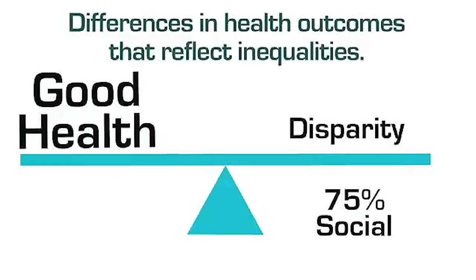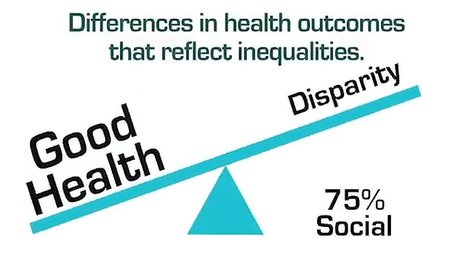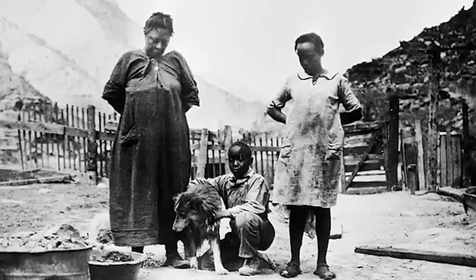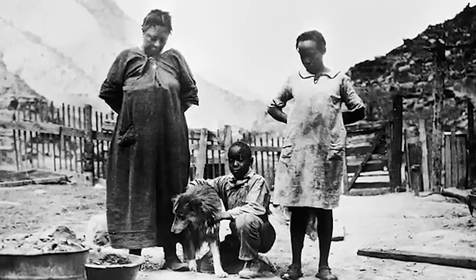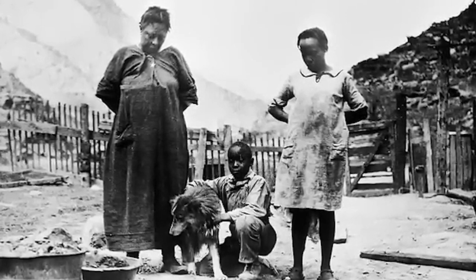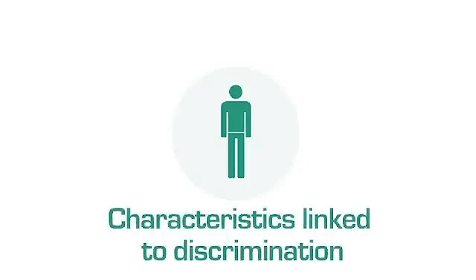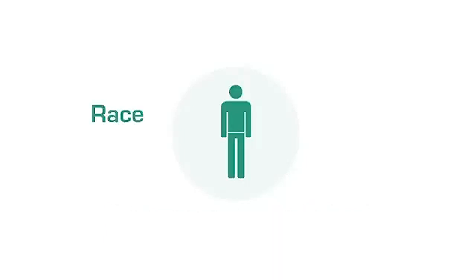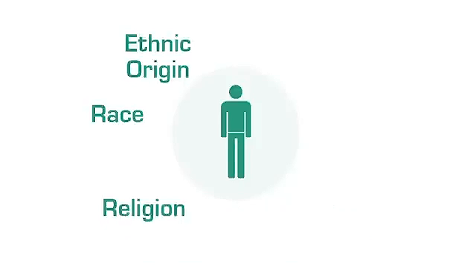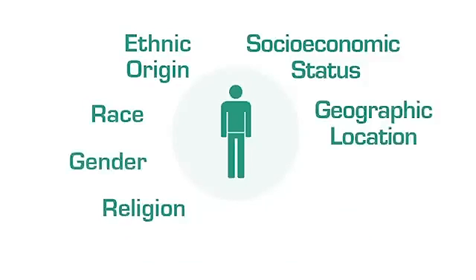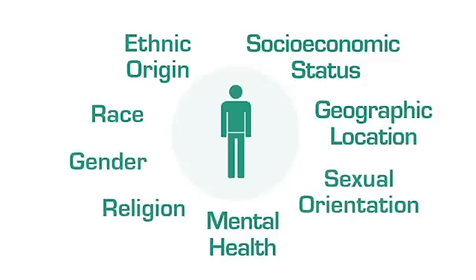Health disparities are differences in health outcomes between groups that reflect inequalities. Health disparities negatively affect groups of people who have systematically experienced greater social or economic obstacles to health. These obstacles stem from characteristics historically linked to discrimination or exclusion, such as race or ethnicity, religion, socioeconomic status, geographic location, gender, mental health, or sexual orientation.